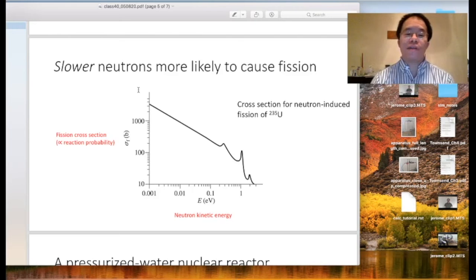You can basically think of this as the probability of a fission reaction happening, and you can see that it drops off the higher energy my neutrons are. You can loosely think about this as the faster a neutron is whizzing by a uranium nucleus, the less time it has to interact with the uranium, and that's loosely why you can think of it as having a smaller reaction probability.